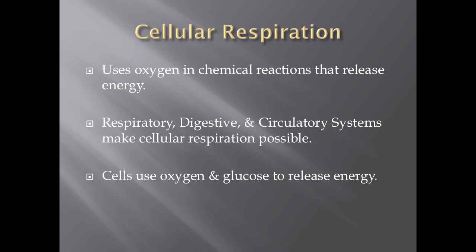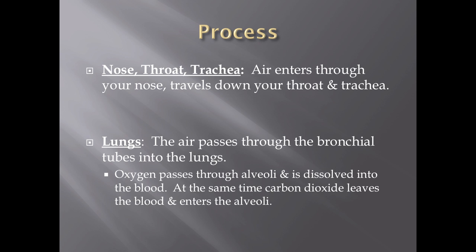Cellular respiration uses oxygen in chemical reactions that release energy. The respiratory, digestive, and circulatory systems make cellular respiration possible. This is where cells use oxygen and glucose to release energy for the body. The process of respiration includes the nose, throat, and trachea, where air enters through your nose and travels down your throat and your trachea.